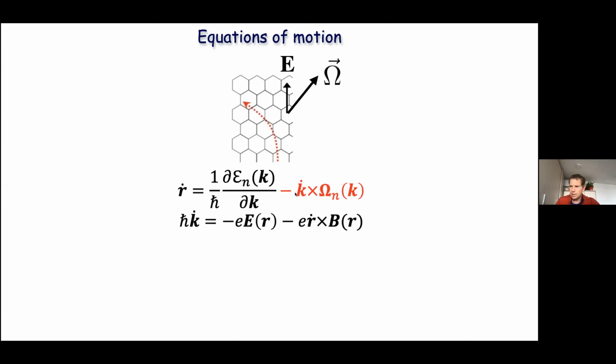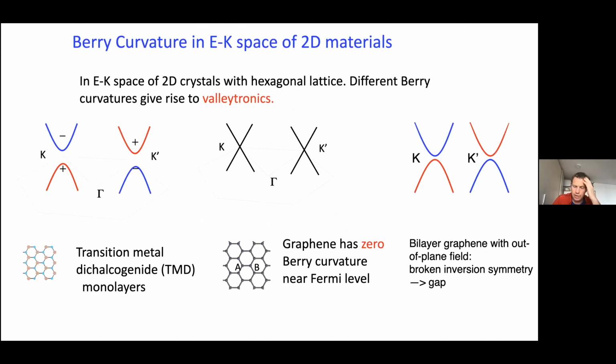Okay, so now the question is, when does this happen? When do you actually have a relevant omega, a relevant Berry curvature? For that, we can look at different kinds of materials, and we always like to look at two-dimensional materials, which in some cases exhibit this Berry curvature.